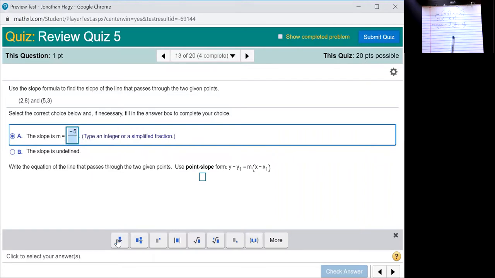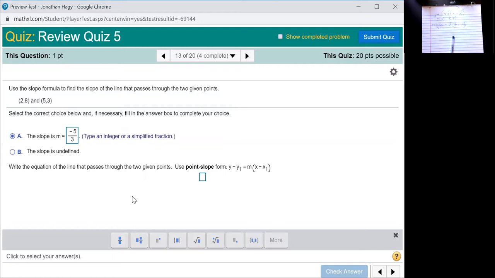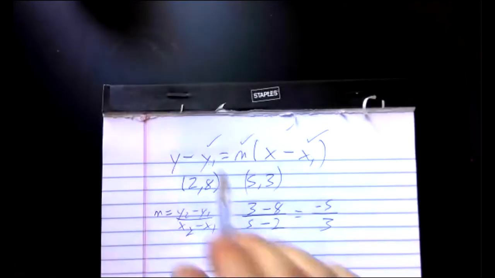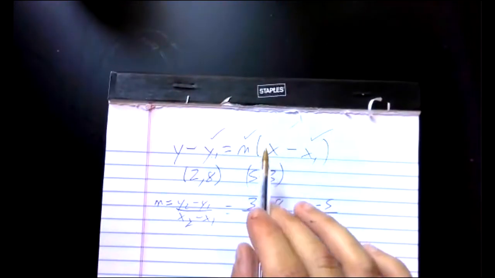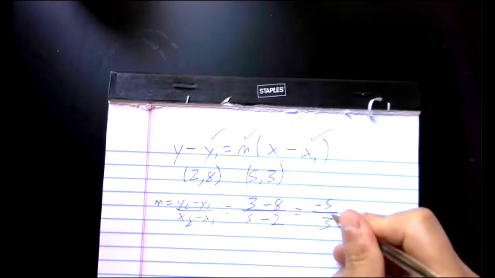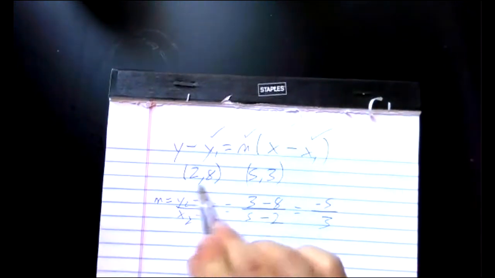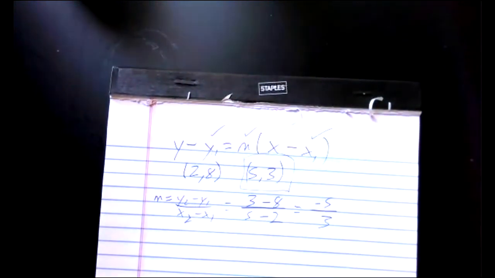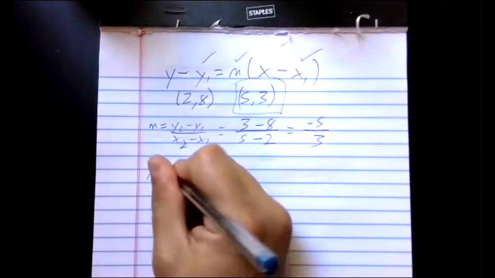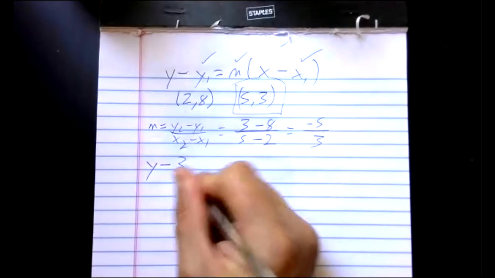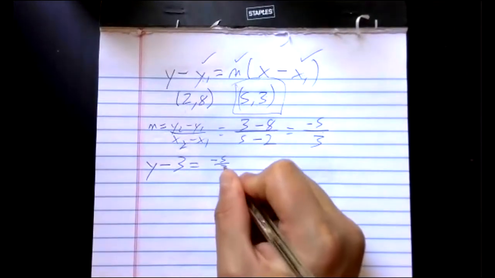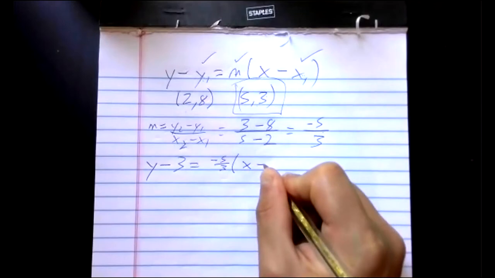Negative 5 over 3. Okay, point-slope form. This point-slope form is rather kind of messy. What we do is plug all the information in. We now have the slope, which goes here. For x1 and y1, you can use either point. It doesn't matter. Let me use the second one. Y minus y1, which is 3, equals negative 5 over 3 times x minus 5.